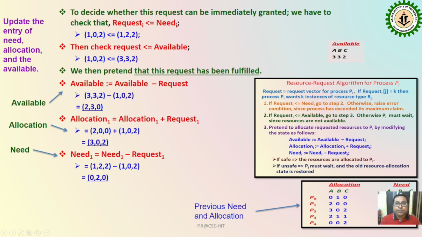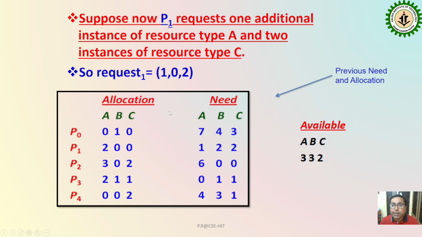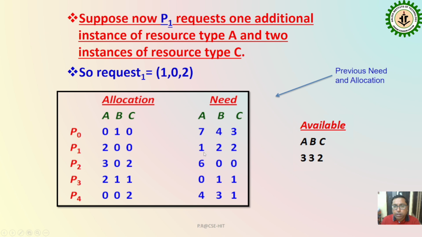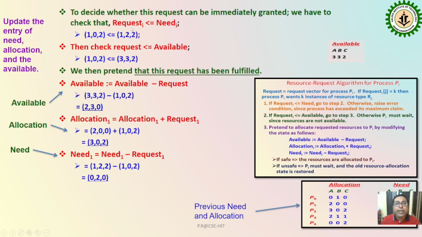So come to here. We decide whether this request can be immediately granted. We have to check that Request is less than or equal to Need. In the previous example, what is the request here? Request is 102. And what is the need? Need for P1 is 122. So Request is less than or equal to Need. Yes. Then check that Request is less than or equal to Available. Yes, 102, and Available is 332. Yes, that is also satisfied.